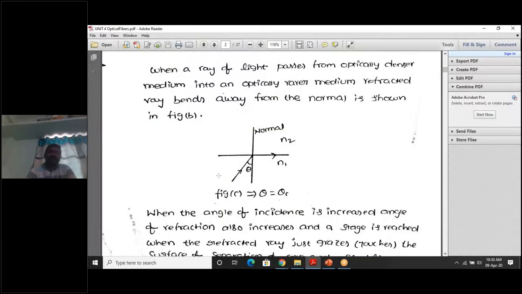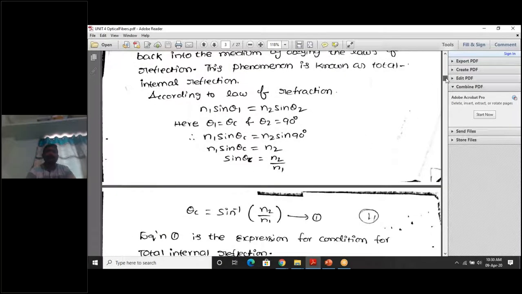So here you see, the angle of incidence theta, which is theta 1, is equal to theta c. Next, the angle of refraction. What is the angle of refraction? The angle of refraction is the angle between the normal and the refracted light. So here this is the refracted light, and this refracted light makes 90 degrees with what? The normal. So here theta 2 is the angle of refraction, and theta 1 is the angle of incidence, which is equal to the critical angle. Theta 2, the angle of refraction, is equal to 90 degrees. The same values I substituted here.